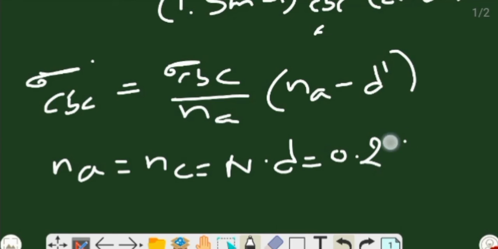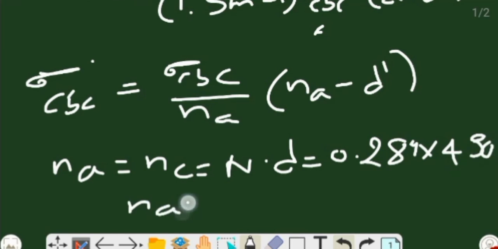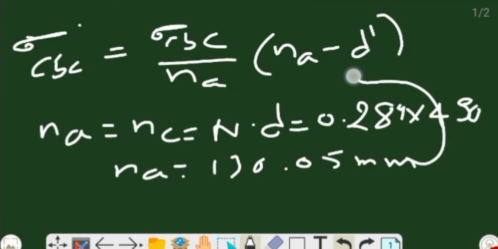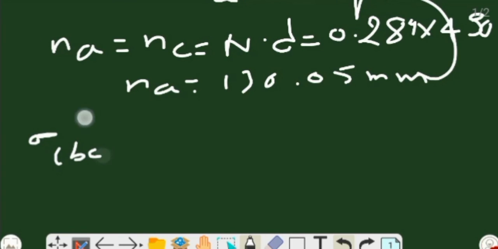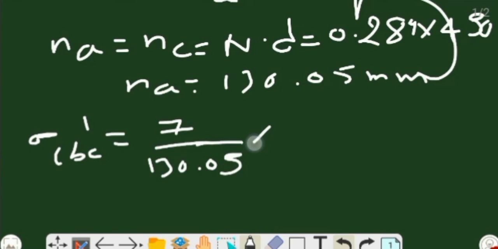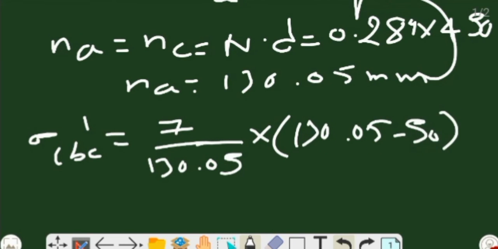Neutral axis depth factor N equal to 0.289 into D, which is 450 mm. We get NA equal to 130.05 mm. Then substitute this value in sigma CBC dash equal to sigma CBC, which is 7, by NA, which is 130.05, into 130.05 minus D dash, which is 50 mm. We get sigma CBC dash equal to 4.3 Newton per mm square.